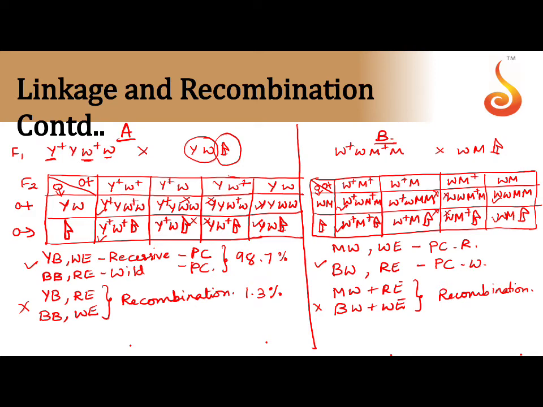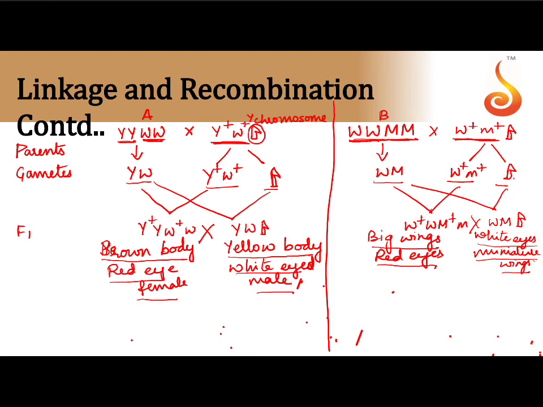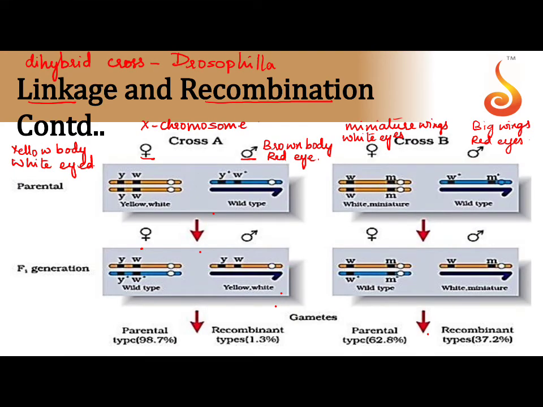But in case 2, as we are seeing, the parental type is just about 62.8% and recombinant is about 37.2%. So, why is this difference? That is the question we are going to understand. Now, we come back to the chart and see how it looks. So, this is the chart, if you remember.